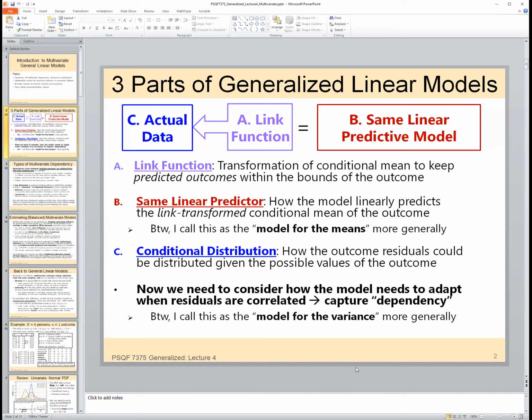So you're familiar with this part already, right? The 3 parts of any generalized linear model, of which general linear models for normal residuals are a special case. You have the link function. So whatever transformation is needed of the conditional mean that's being predicted to make sure that the predicted outcomes in their original metric stay within bounds. So for instance, if we have binary data, the conditional mean of a binary outcome is the proportion of ones.